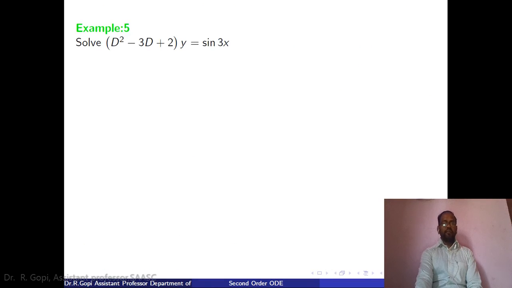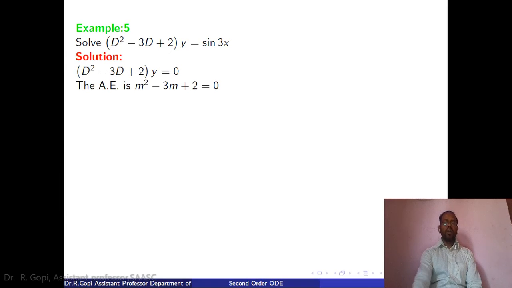another example. Solve D squared minus 3D plus 2 into y equals sin 3x. Then the auxiliary equation is m squared minus 3m plus 2 equals 0. Factorizing, m minus 1 into m minus 2 equals 0. So m equals 1, 2, the roots are real and distinct. The complementary function is c1 into e power x plus c2 into e power 2x. Then find the particular integral.